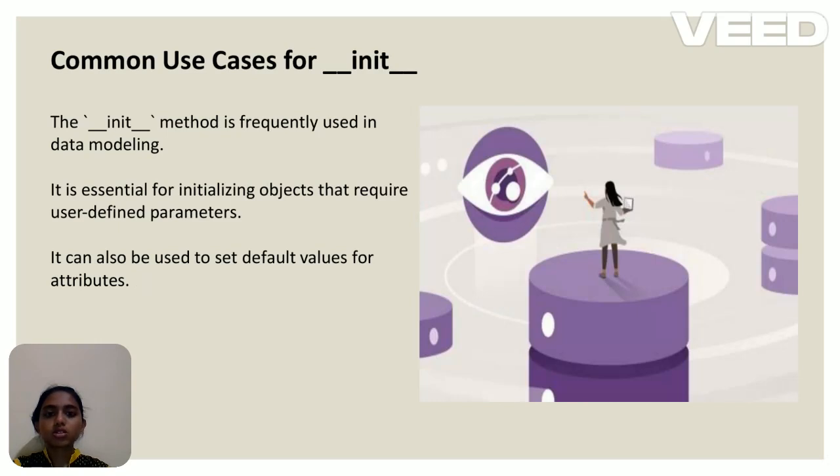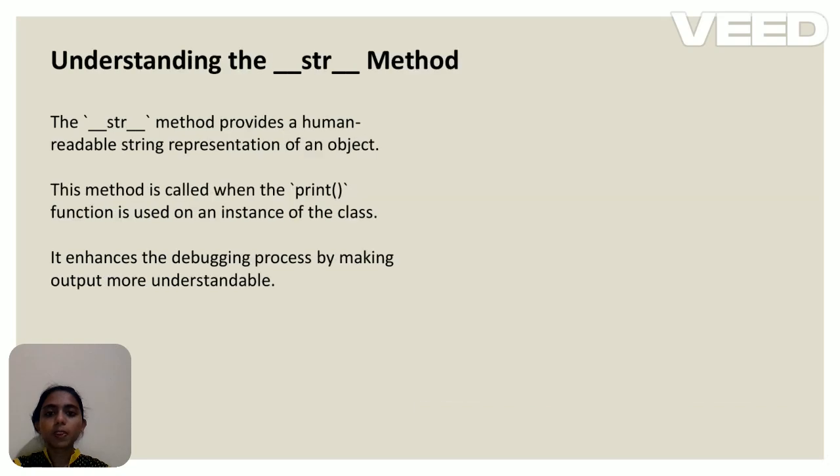Common use cases for init. The init method is frequently used in data modeling. It is essential for initializing objects that require user-defined parameters. It can also be used to set default values for attributes.